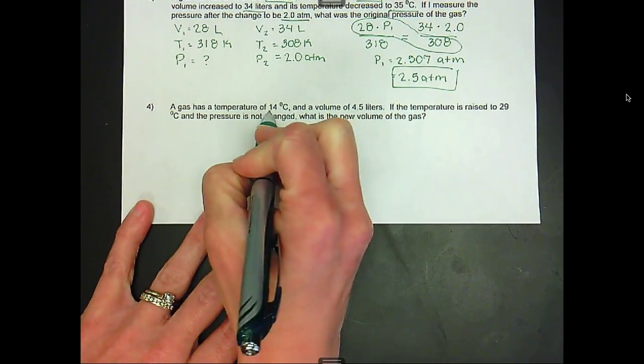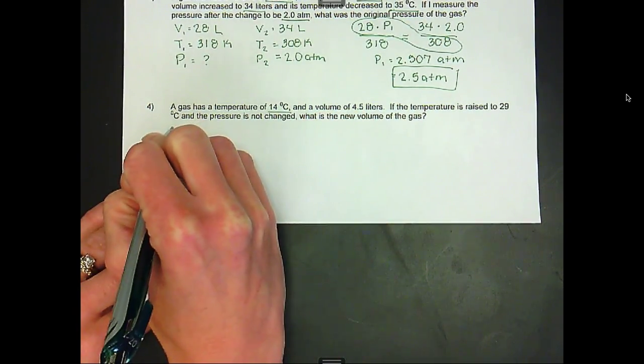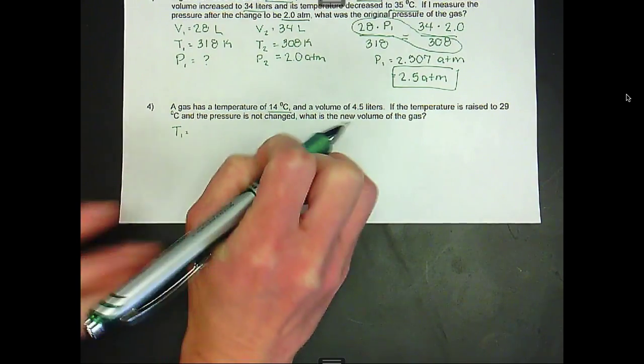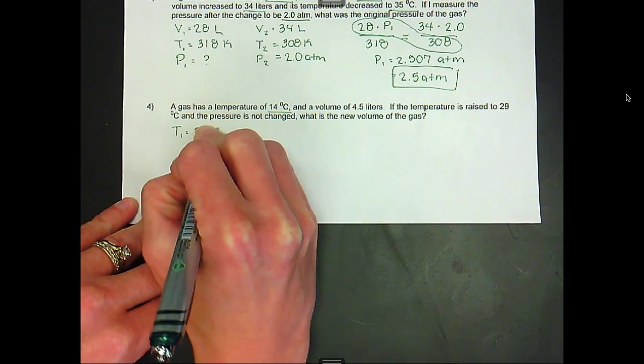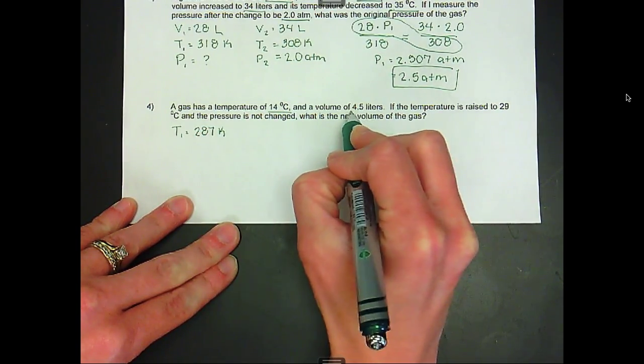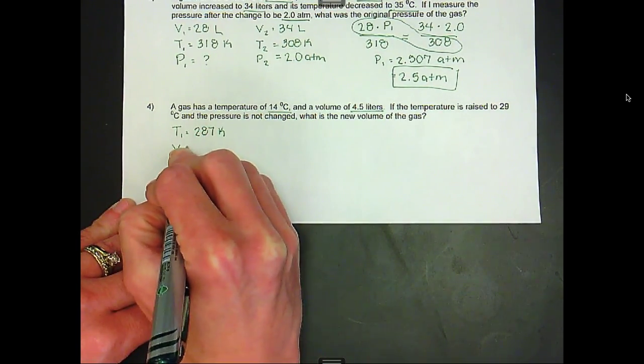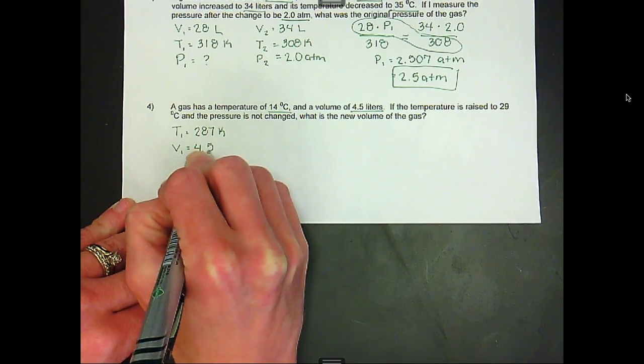A gas has a temperature of 14 degrees Celsius. So here we have temperature 1, and we know that we cannot leave that as Celsius, so we're going to go ahead and do 14 plus 273, and I get 287 Kelvin. It tells us the volume is 4.5 liters, so volume 1 is 4.5 liters.